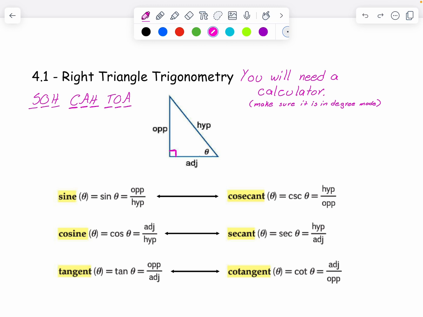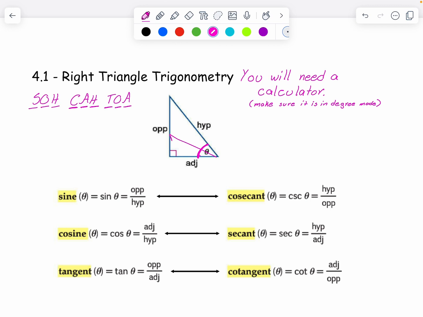Now, what can change though is your opposite and your adjacent. Those are based on what angle it is that you're using. So we have this angle labeled as theta. So that's just kind of like a variable they use for angles. There are other ones as well, but theta is a pretty common one. So if we have this angle labeled as theta, that's the angle we're using. So we have to label the other two sides based on that angle.